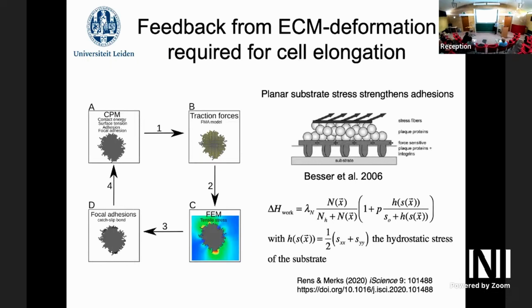So in order to explain that, we have to put in more detail of the substrate itself. We're going to introduce a finite element model to model the deformation of the substrate. Basically I have the same model, so I have my cellular Potts model and my traction forces. I feed those traction forces to a linearly elastic isotropic finite element model, and I get from that the tensile stress. And now the tensile stress is going to affect the growth of the adhesions.